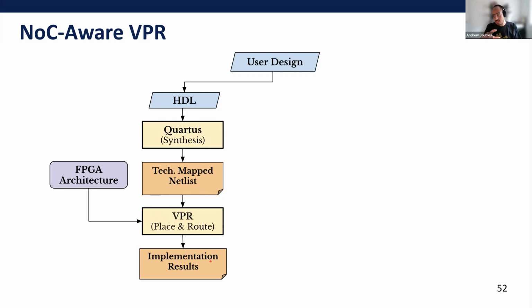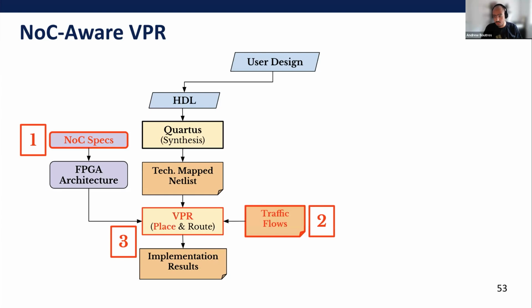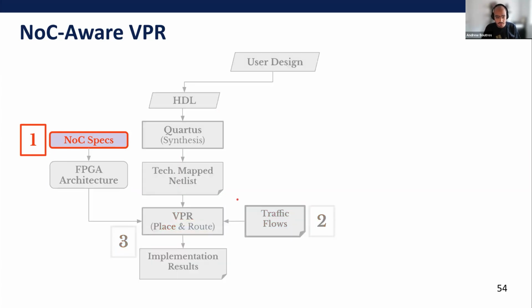So in order to make this flow aware of the existence of a NoC, we need to introduce some new components. So first, the FPGA architecture needs to include a description of the network on chip that you're integrating. Then you need to let VPR know about the traffic flows or the communication going over the NoC in your design. And then you need to modify the placement engine to also optimize for the NoC metrics.